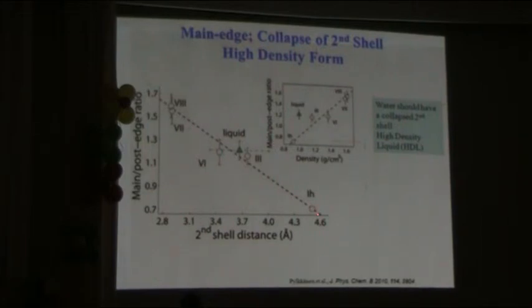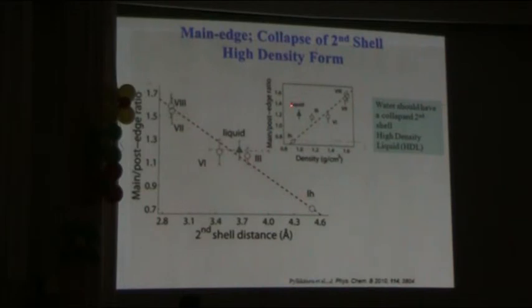This can be correlated to the second shell distance in the paired correlation function, and it's a linear relationship. So here we have the main edge to post-edge ratio. Here we have the second shell distance, and they all line up. Similarly, we can correlate to the density.